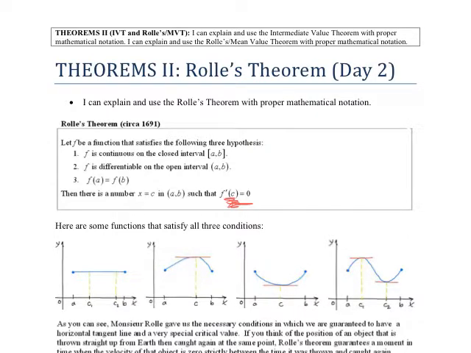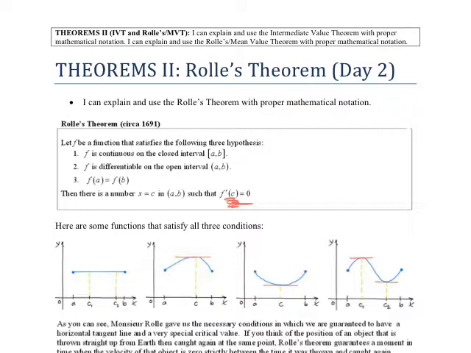So first we say that it exists, and then we use our algebraic skills and our calculus skills to find it. And what Rolle's theorem says is the conditions are: if the function is continuous on a closed interval, and it is differentiable on the open interval, and the left side is equal to the right side, then there exists a number such that the derivative is equal to zero.